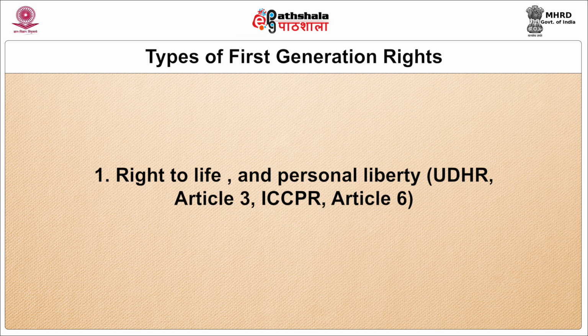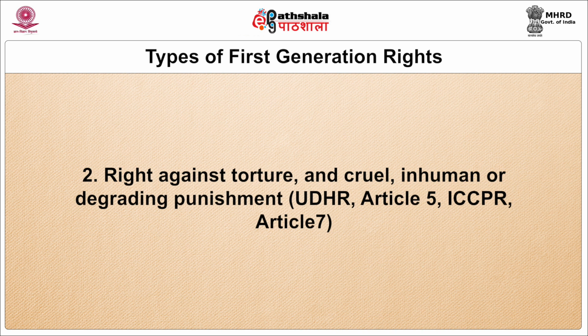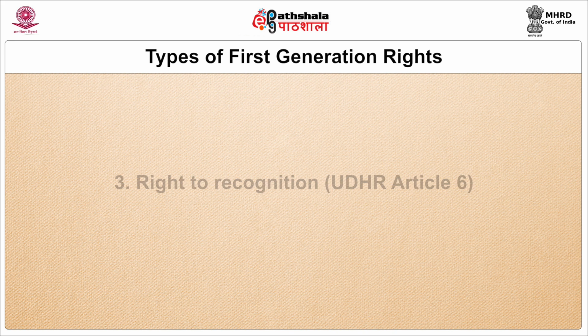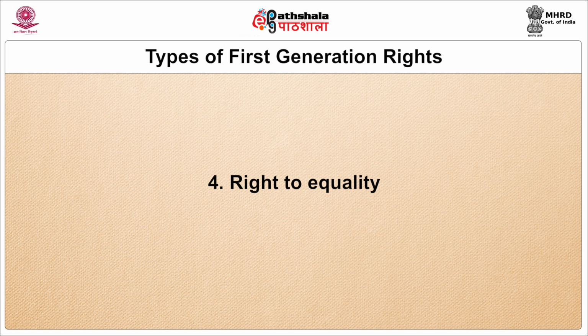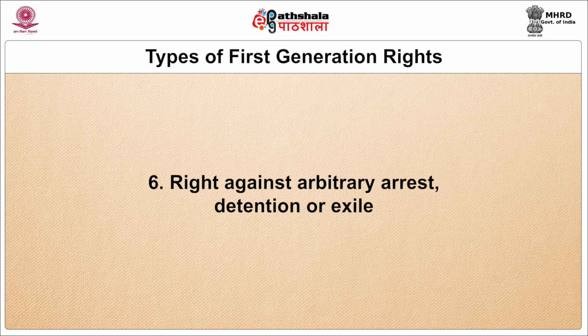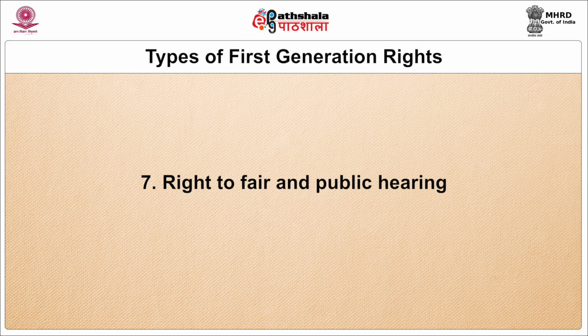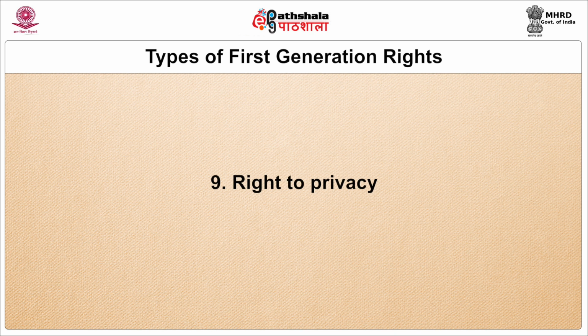1. Right to life and personal liberty, UDHR Article 3, ICCPR Article 6. 2. Right against torture and cruel, inhuman or degrading treatment, UDHR Article 5 and ICCPR Article 7. 3. Right to recognition, UDHR Article 6. 4. Right to equality. 5. Right to effective remedy. 6. Right against arbitrary arrest and detention or exile. 7. Right to a fair and public hearing. 8. Right to be presumed innocent. 9. Right to privacy. 10.